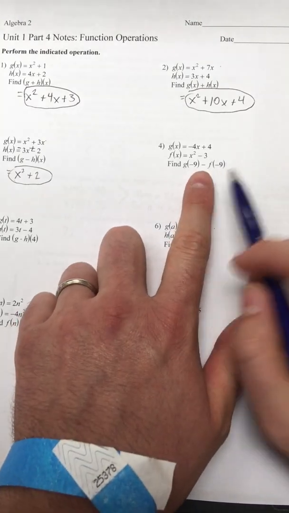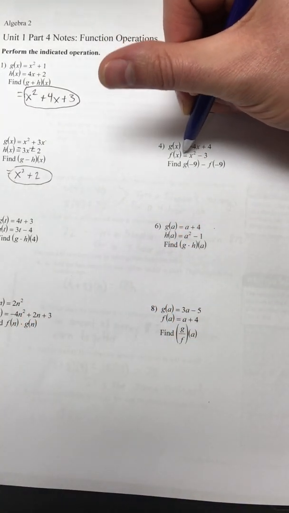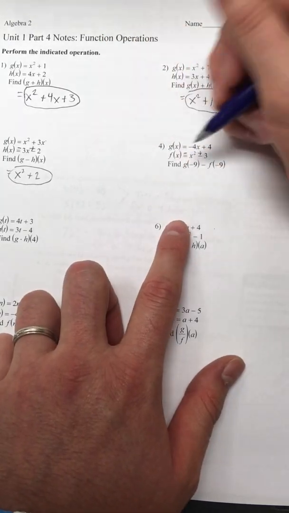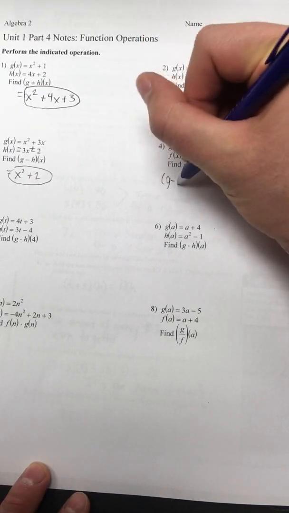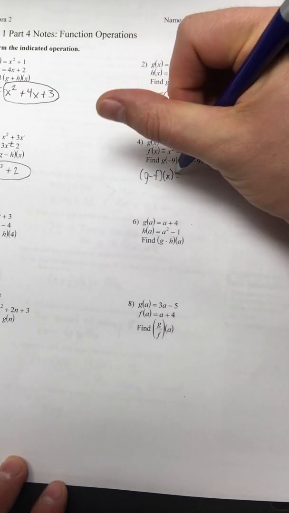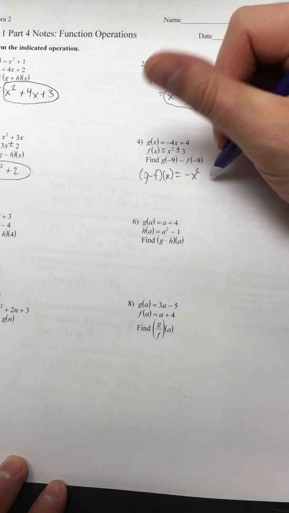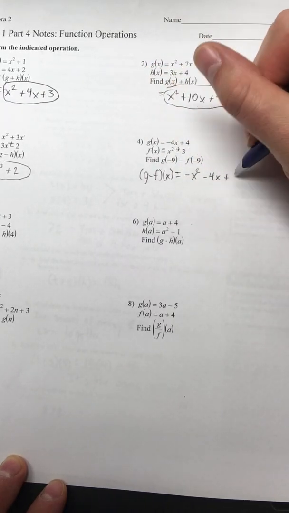So I'm going to subtract the functions first. Remember, it's subtraction, so I'm distributing a minus. I'm subtracting each of these individual things. So as far as just the function, I'd have, let's just say, g minus f of x is going to be, now I've got a negative x squared. I'll have negative 4x. And then I have plus 4 and plus 3, and that gives me plus 7.